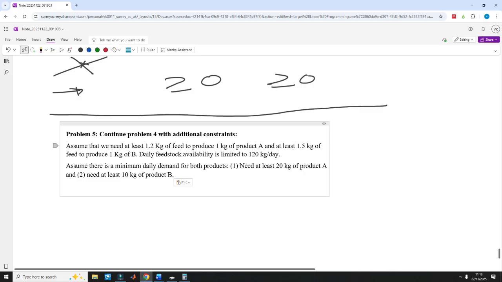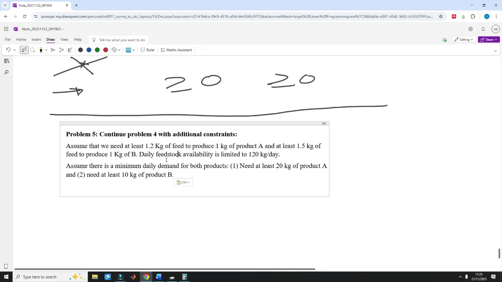So now I introduced new constraints. What are these constraints? Assume we need at least 1.2 kg of feed raw material to produce 1 kg of product A, and we need at least 1.5 kg of feed material, because we are sharing the feedstock here. We are producing both A and B from the same feedstock. So you need 1.5 kg to produce 1 kg of B.